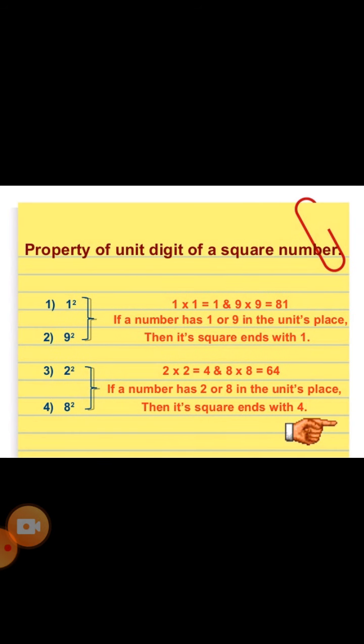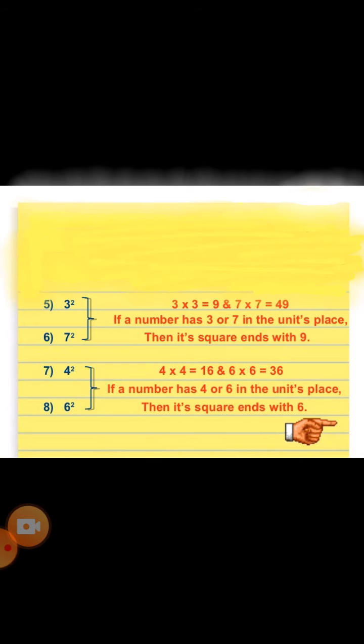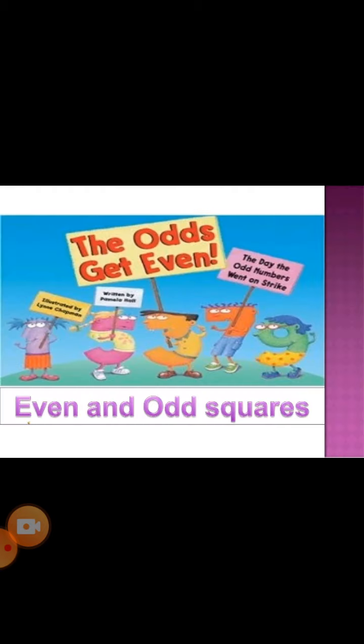Next we discuss properties of the unit digit of a square number. If a number has 1 or 9 in the unit place, then its square ends with 1. Here we have some examples of these numbers. And if a number has 2 or 8 in the units place, then its square ends with 4. If a number has 3 or 7 in the unit place, then its square ends with 9. And if a number has 4 or 6 in the unit place, then its square ends with 6.